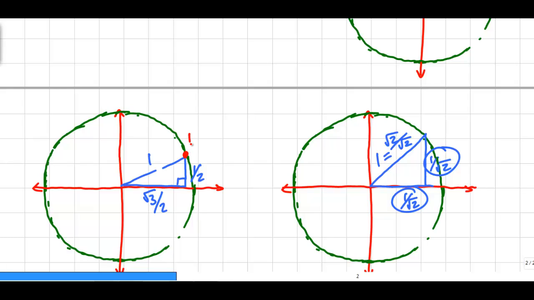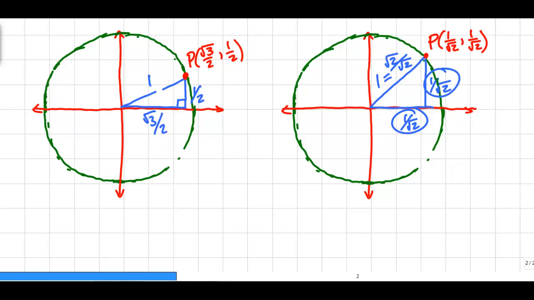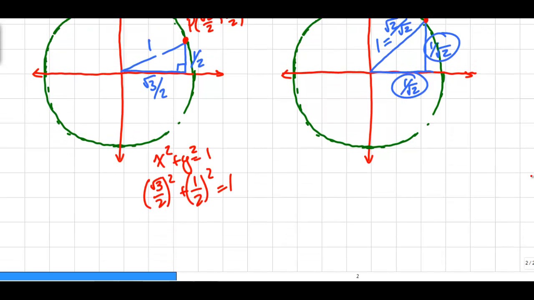Doing that allows me to know the location of this point. The x-coordinate of point P, when I use the special triangle, is root 3 over 2, and the y-coordinate is 1 over 2. Likewise for this point P, the x-coordinate is 1 over root 2, and the y-coordinate is also 1 over root 2. If I plug those into the formula for a circle, x squared plus y squared equals 1, then I would have root 3 over 2 squared plus 1 over 2 squared, and that should equal 1. Well, root 3 squared is 3, and 2 squared is 4. 1 squared is 1, 2 squared is 4, and when I take 3/4 and add a quarter to it, I get 1. It works out.